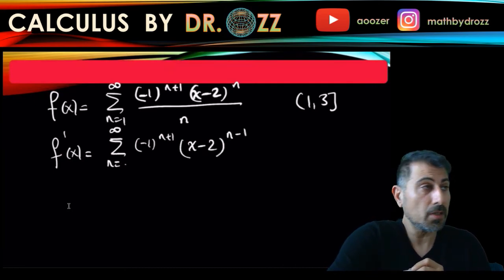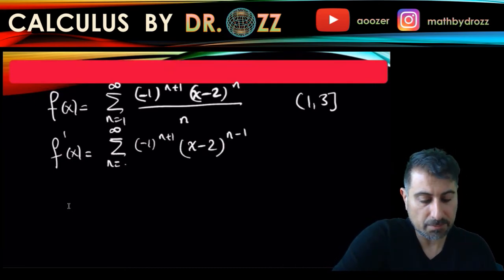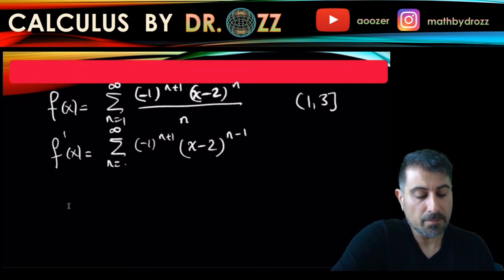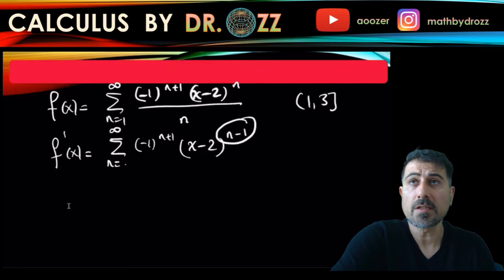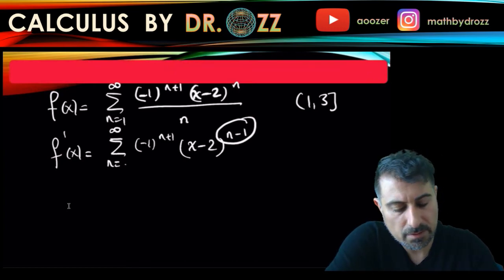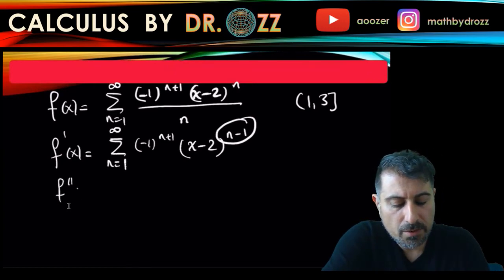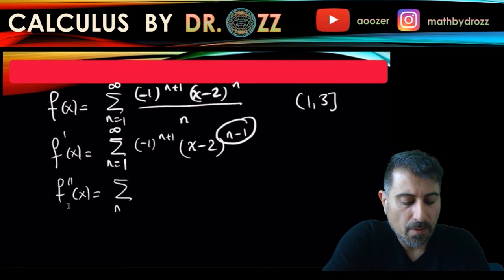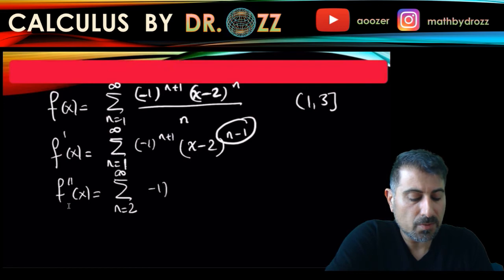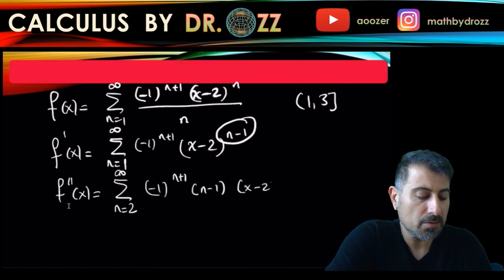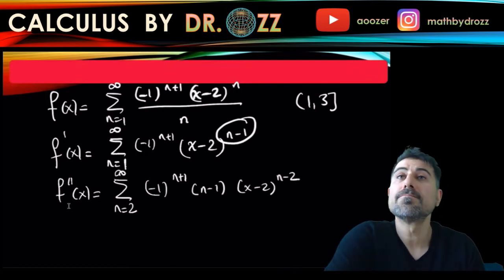So you are left with this expression here. And the sum should start from 1 because this is n minus 1. You can't start the sum from 0 because that comes with a negative power for x's, right? That doesn't count, so this is starting from 1. And here, f double prime, and I can tell you that this is going to start from 2. Minus 1 to the n plus 1, n minus 1, x minus 2 to the power of n minus 2. Okay?